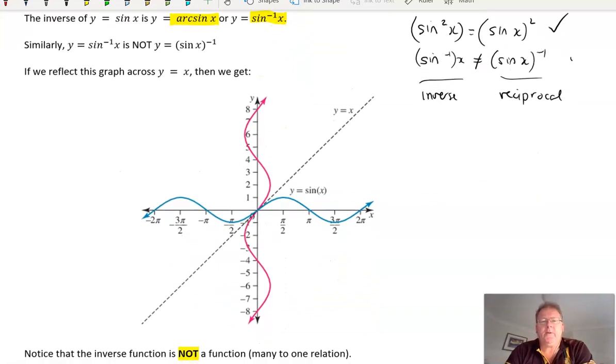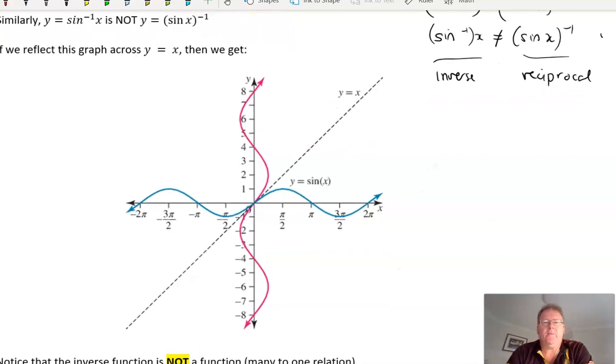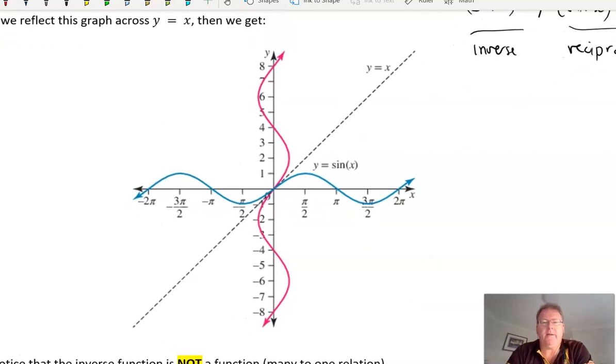Okay, so let's have a look at what this graph might look like for this inverse function. So we've got the blue graph there, and we can see that that's our typical sine x function. So if we want to find its inverse, then we draw the line y equals x, as you can see, and then we reflect it, and we get this curve that's going up the page, as we can see there. So that would be the inverse of sine x.